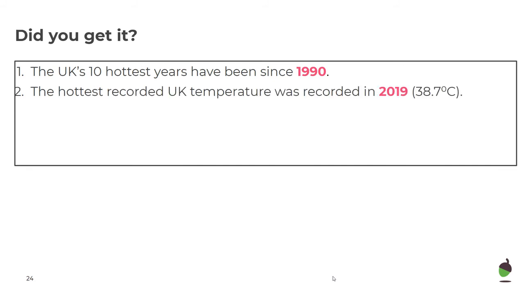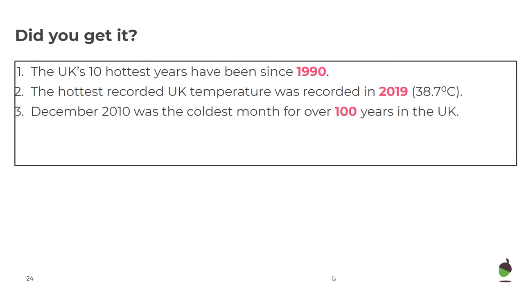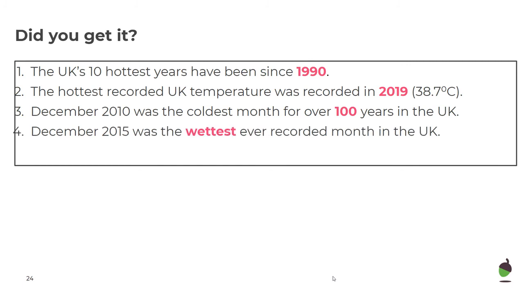Number 2. The hottest recorded UK temperature was recorded in 2019, 38.7 degrees Celsius. Number 3. December 2010 was the coldest month for over 100 years in the UK. Number 4. December 2015 was the wettest ever recorded month in the UK. And number 5. Flooding events are becoming more frequent.